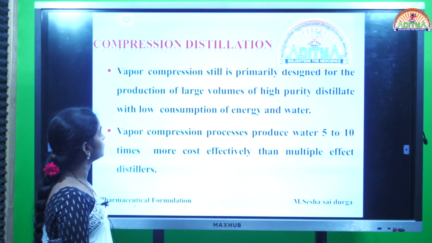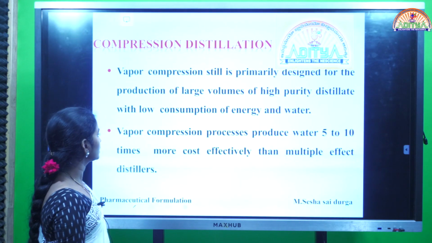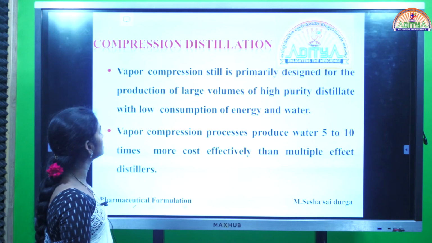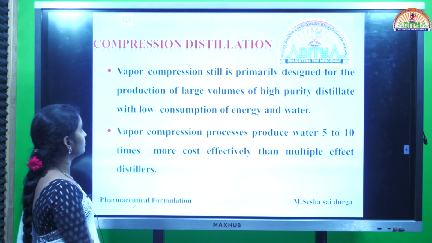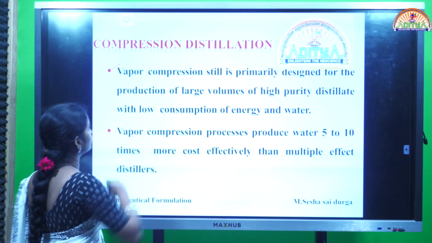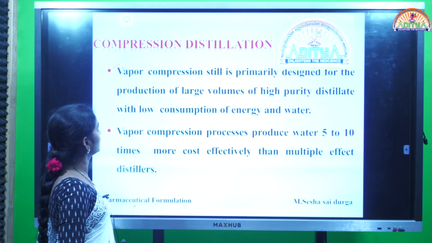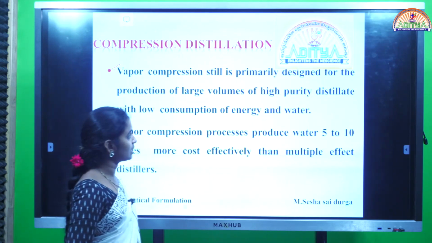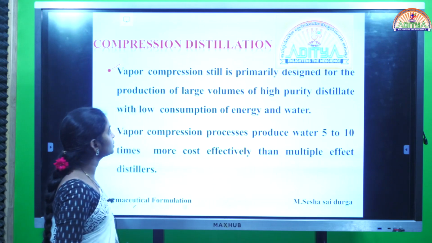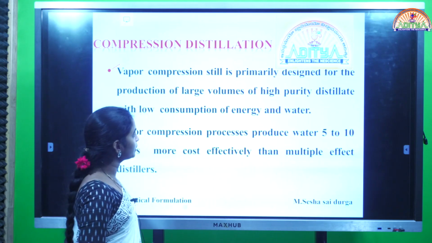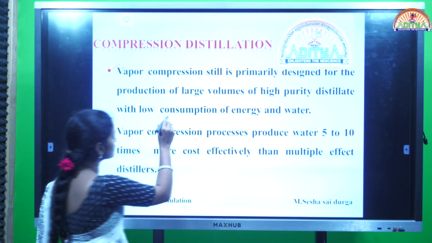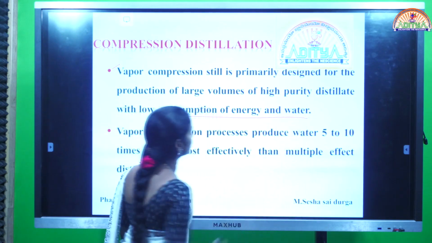So first one is the compression distillation. So what is the procedure involved in this compression distillation? Coming to the principle, this is the principle involved in the compression distillation. First one, vapor compression still primarily designed for the production of large volumes of high purity distillate with low consumption of energy and water.